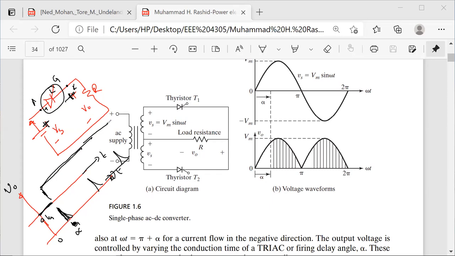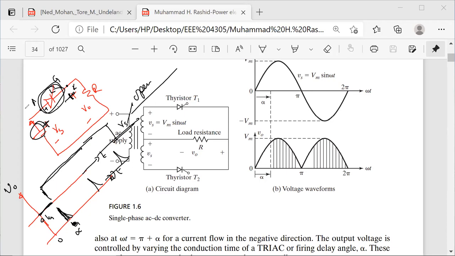So how do you turn off the thyristor then? Either you have to reverse the voltage, or you have to withdraw the source voltage. Then only will the current stop. Otherwise, it will not be turned off. It will keep conducting. Suppose your VS is open, then only the current will be 0.